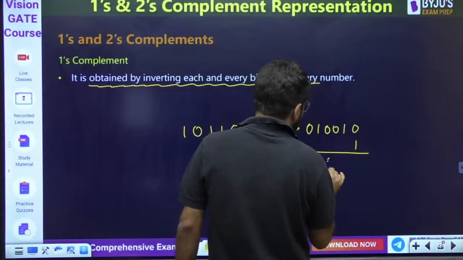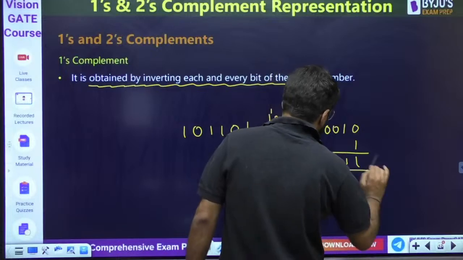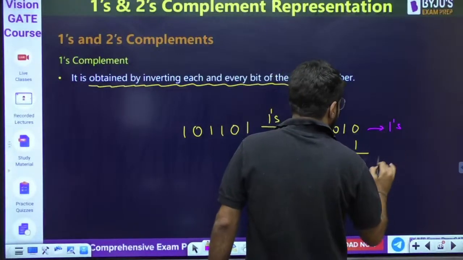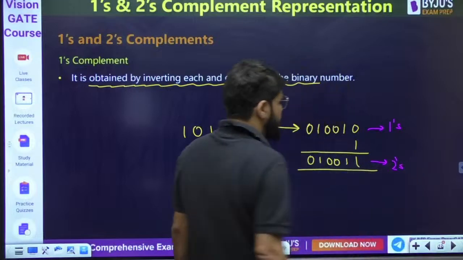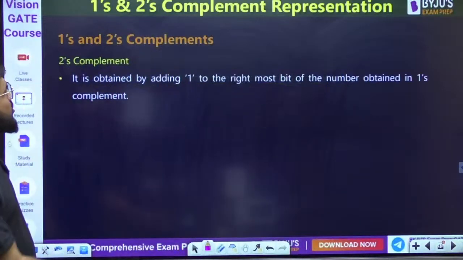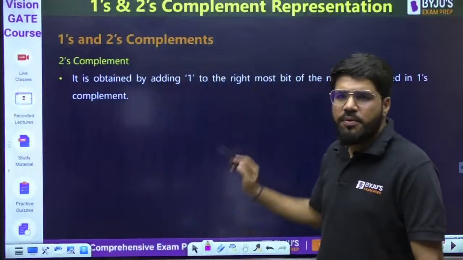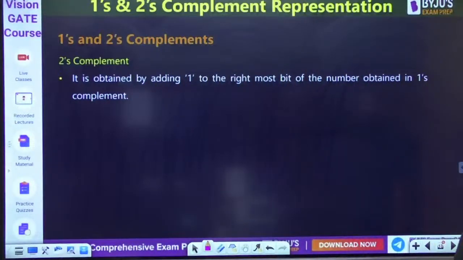Okay, so 0 1 0 0 1 1 0 1 0 0 1 1. This is the 1's complement result and this is your 2's complement result. 2's complement is obtained by adding 1 to the rightmost bit of the number obtained in 1's complement. That remains the same.